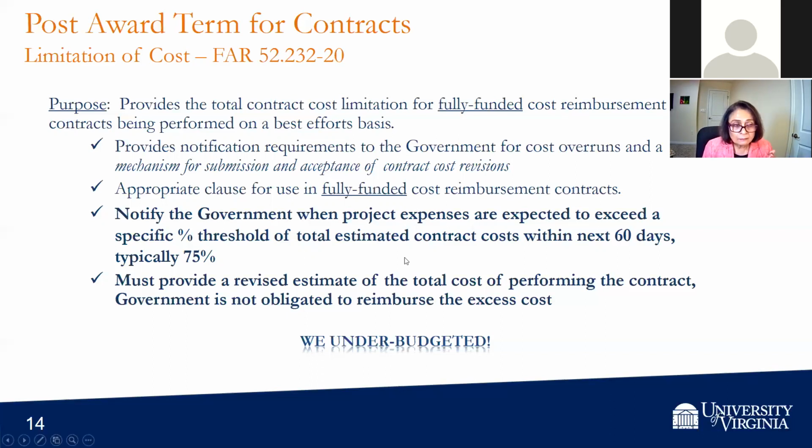So basically, we go with a 60-day notification period when we reach 75% of the contract amount. So basically, we are saying, hey, we are under budgeted. Sorry, we made a mistake. We want to submit a supplemental proposal because we sent you a limitation of cost letter 60 days ago. And based on that, we should be allowed to submit a supplemental proposal. And again, remember, this is on a cost reimbursable contract.